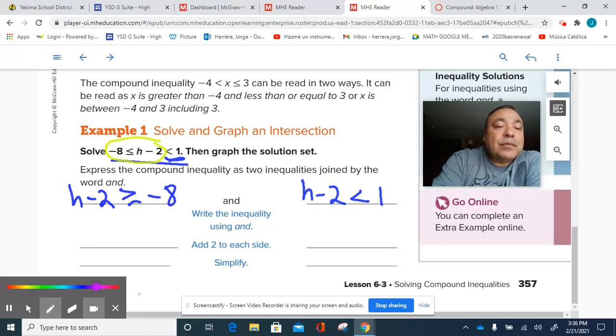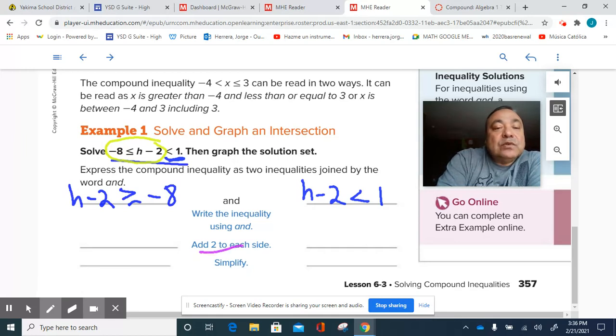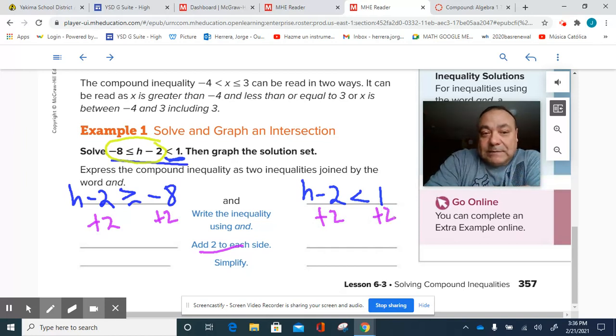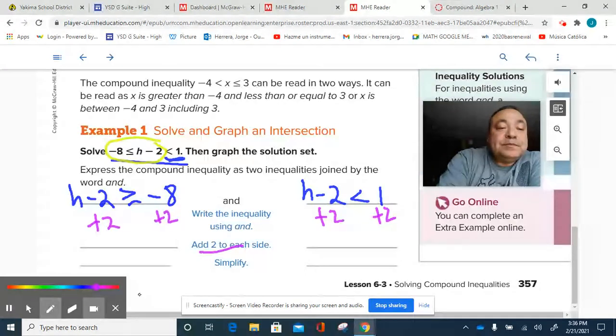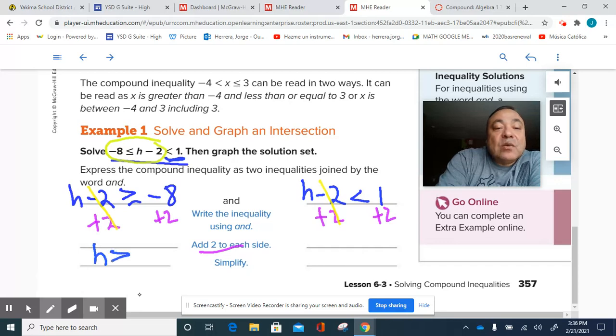So it tells us right here we need to add 2 to both sides. So I'm going to add 2 here and 2 here. See that? I want to add 2 here and 2 there. And that's going to give me two different inequalities, okay? And what I'm going to have when I simplify this, I'm going to get h, because this will cancel. You can see this will cancel, and it will get us an h, which is what we need. And it's going to be h is greater than or equal to negative 6. And over here, it's going to give us h is less than 3.